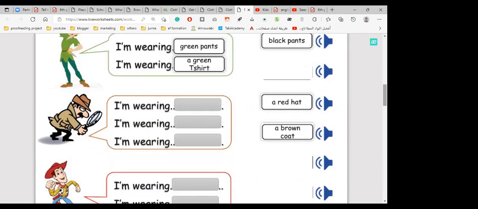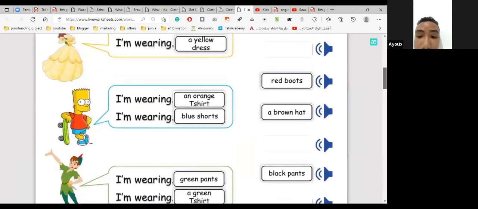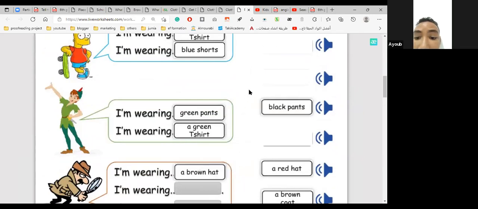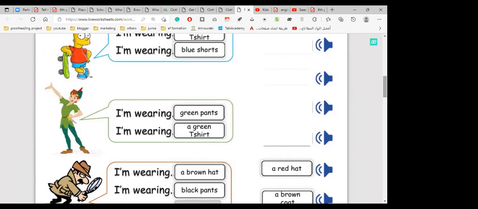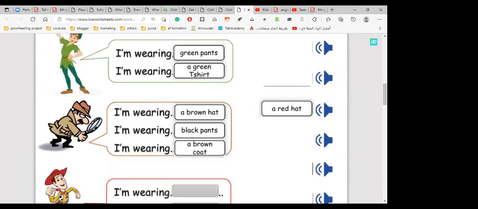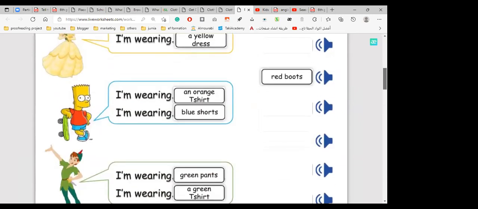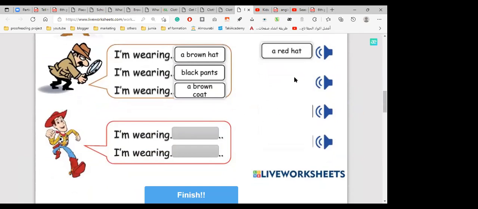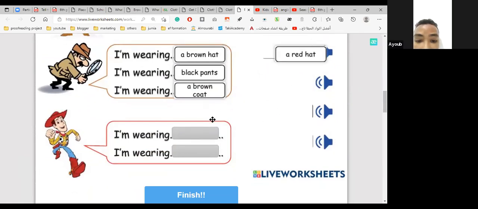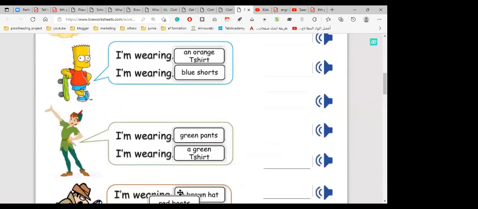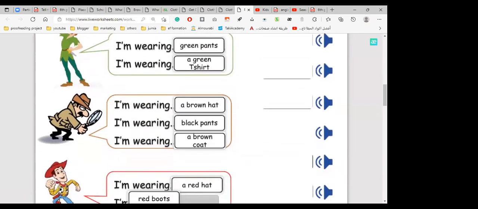Number three, what is he wearing? A brown hat. Black pants. A brown coat too. Okay, very good. We still have red boots and red hat. Last one, he is wearing red boots too. Very good.